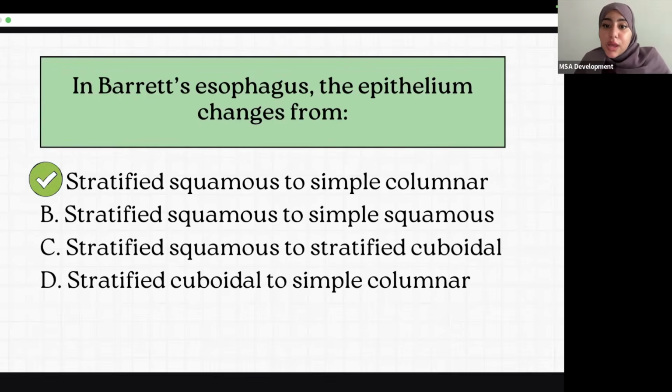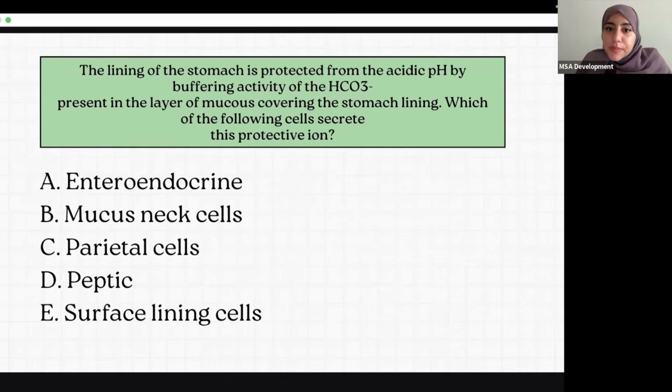Stratified squamous to simple columnar. Yes. The lining of the stomach is protected from the acidic pH by the buffering activity from HCO3 present in the layer of mucus covering the stomach lining. Which of the following cells secrete this protective ion?